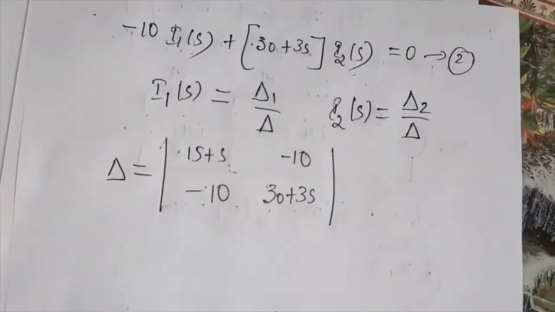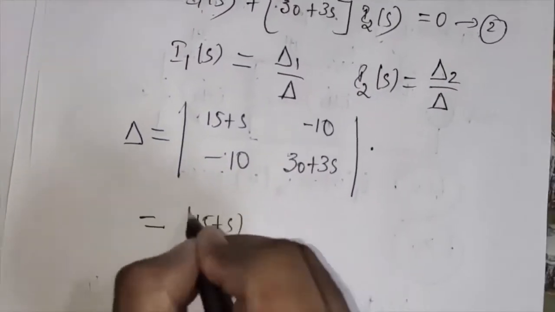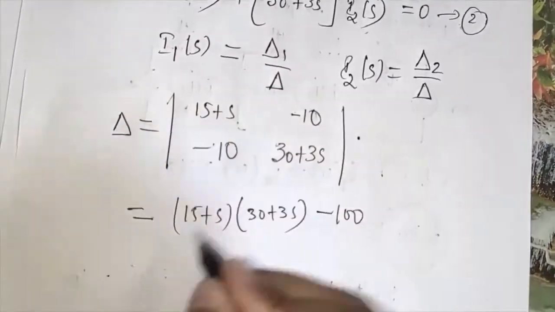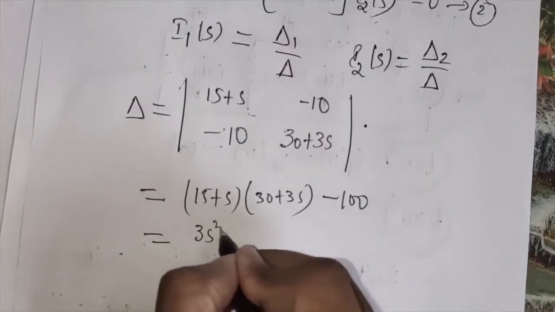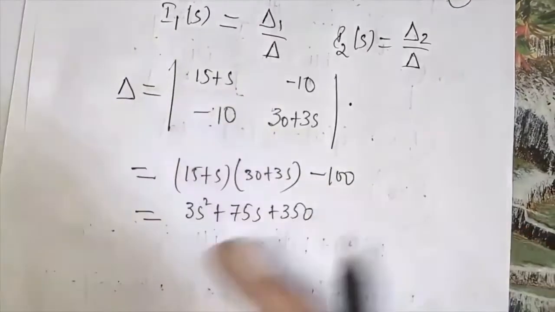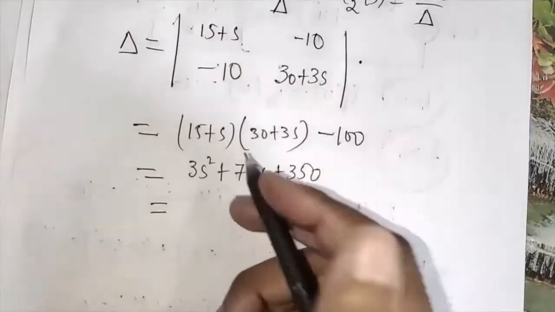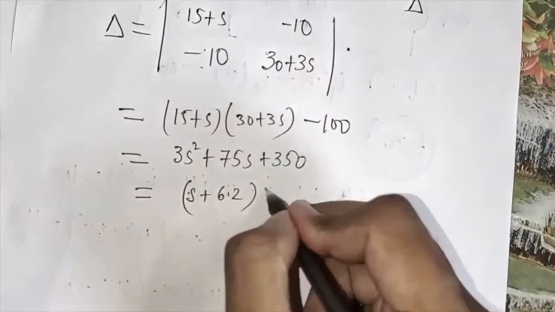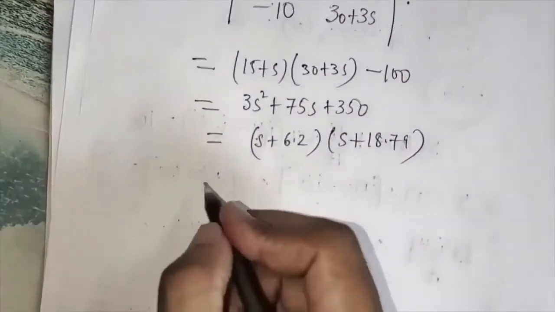If I cross multiply, I will get 15 plus s into 30 plus 3s minus 100. Simplifying, I get 3s square plus 75s plus 350. Finding the roots, I can write this as 3 into s plus 6.2 into s plus 18.79.